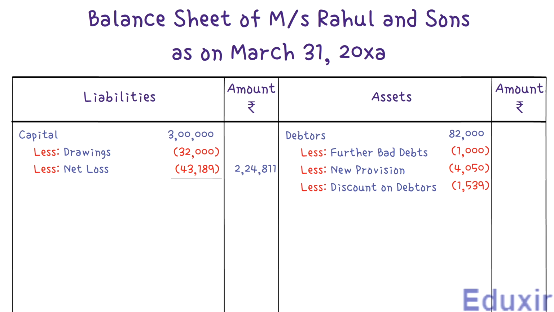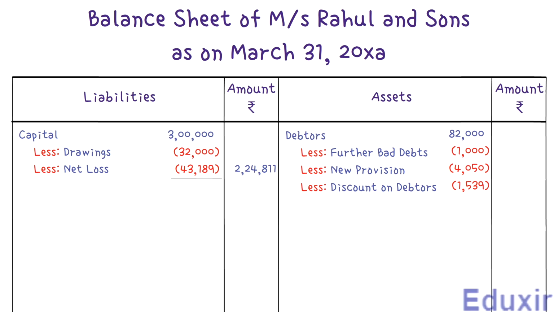There is one more thing that I want you to pay attention to. Here we have considered the new provision. You have to remember that we don't consider the old provision here. It will be considered in the profit and loss account under the bad debts, but not here. So for solving any problem in this chapter, when you are posting the debtors, always look for further bad debts, new provision for doubtful debts, and discount on debtors and subtract them.